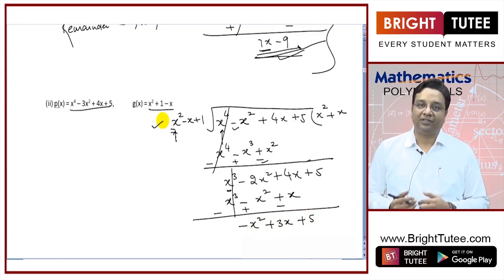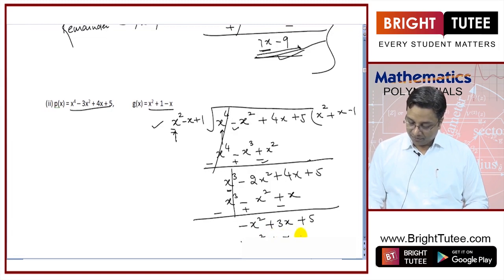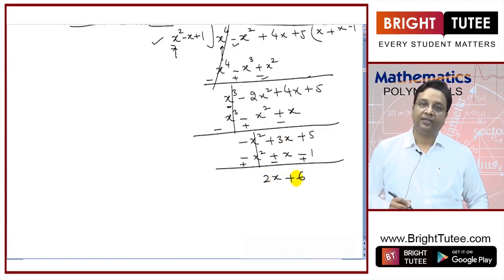Now, the degree here is same as this. So, we can divide it further. x square, how will I produce minus x square? By multiplying it by minus 1. When I multiply it by minus 1, it will give me minus x square plus x minus 1. Now, if I subtract, it will give me plus minus plus. So, it will get cancelled. 3x minus x is 2x, 5 plus 1 is 6.